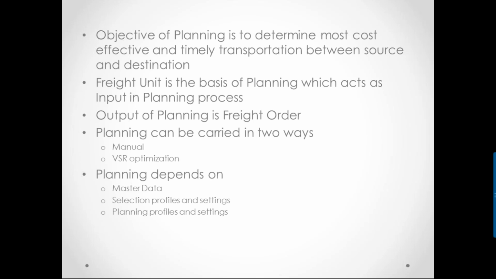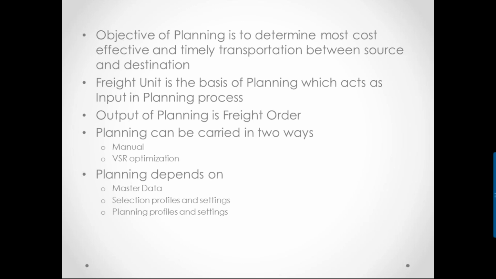The objective of our planning is to determine the most cost effective and timely transportation between the source and destination location. We get the source and destination location from the forwarding order. The flight unit is created from the forwarding order, and it forms the basis for your planning. The flight unit is the input for the planning process, and the output of the planning process is the flight order.